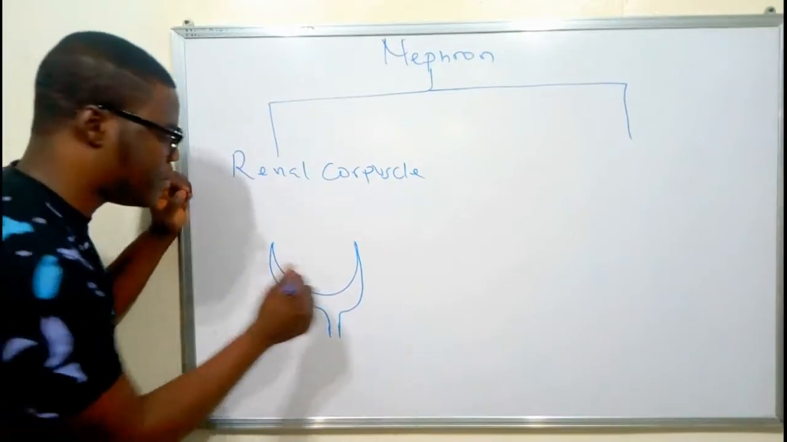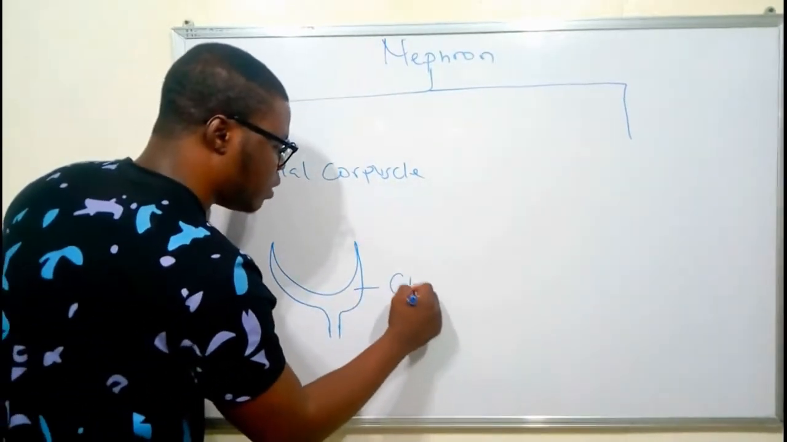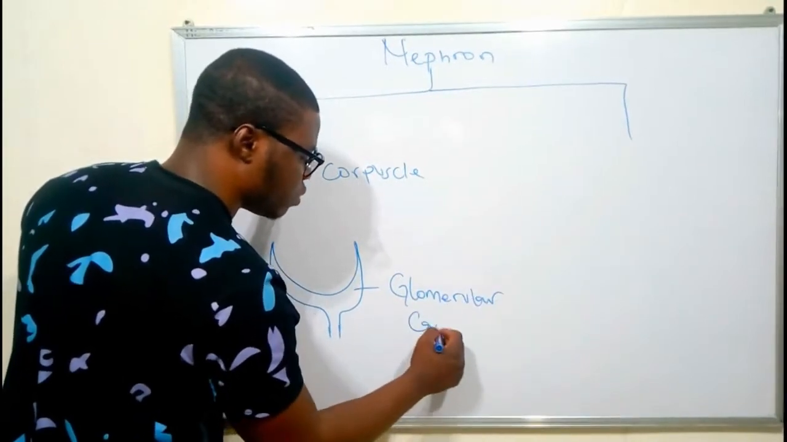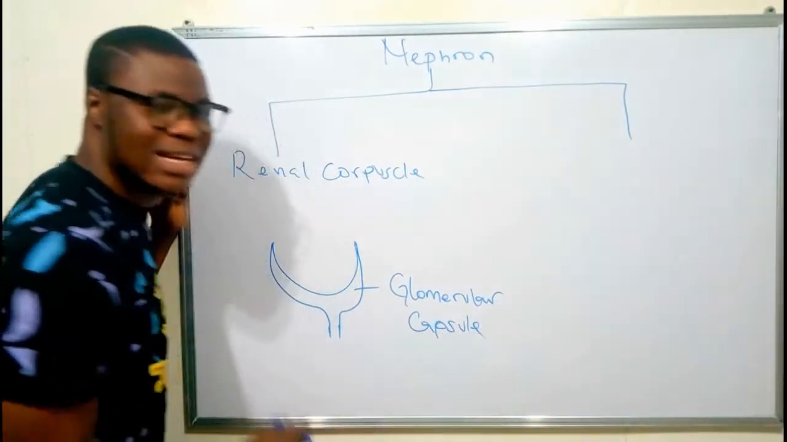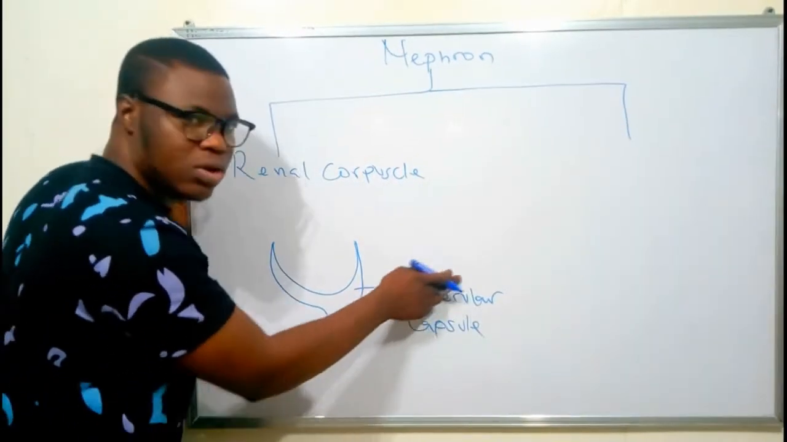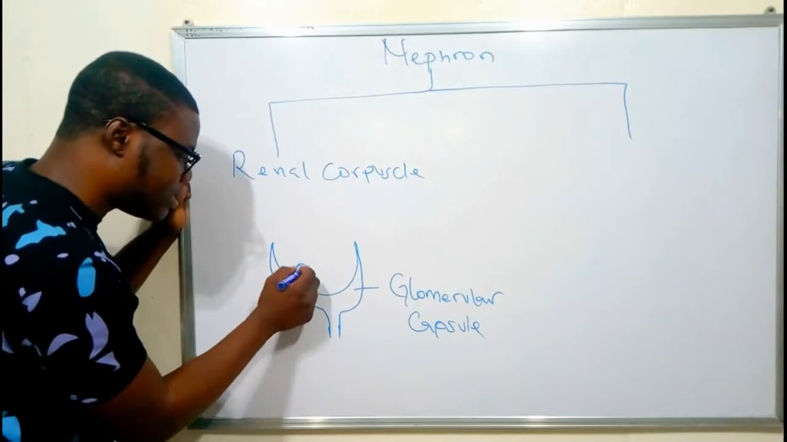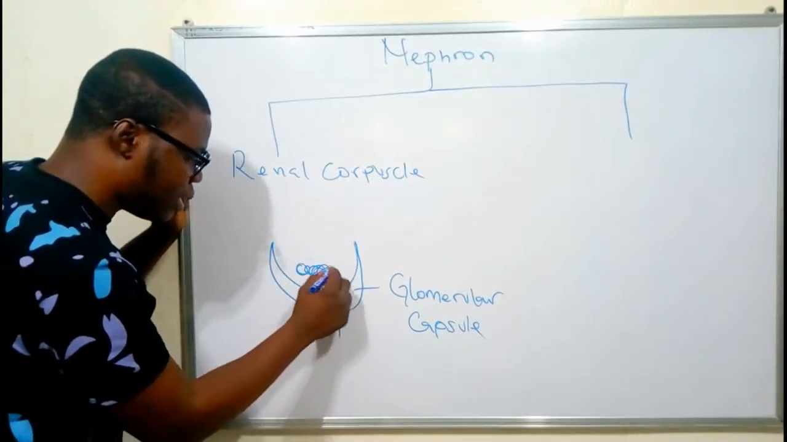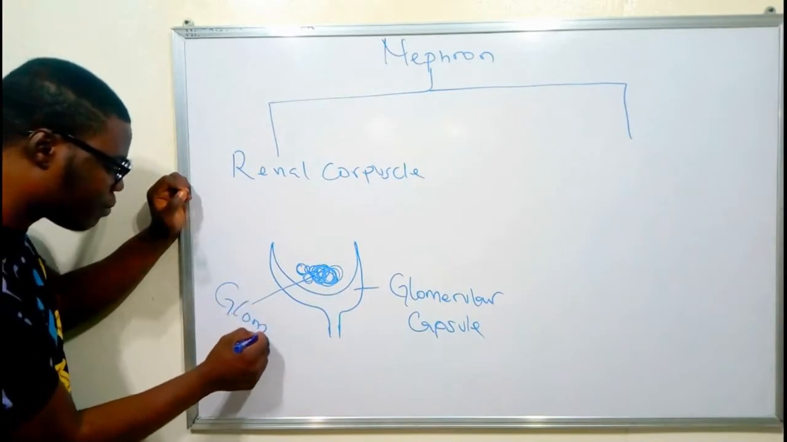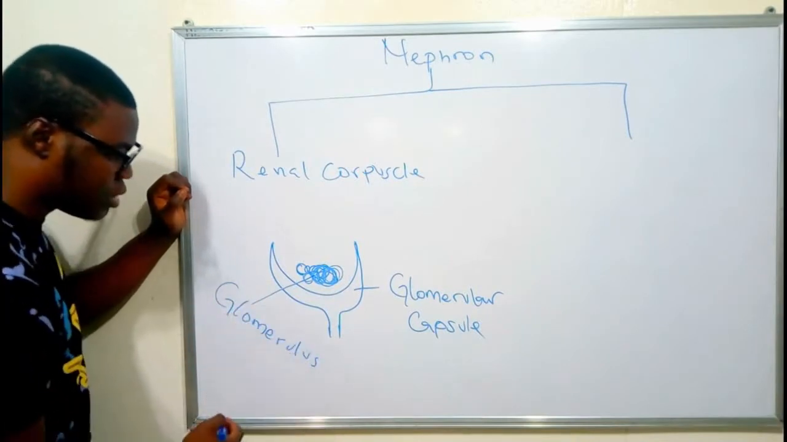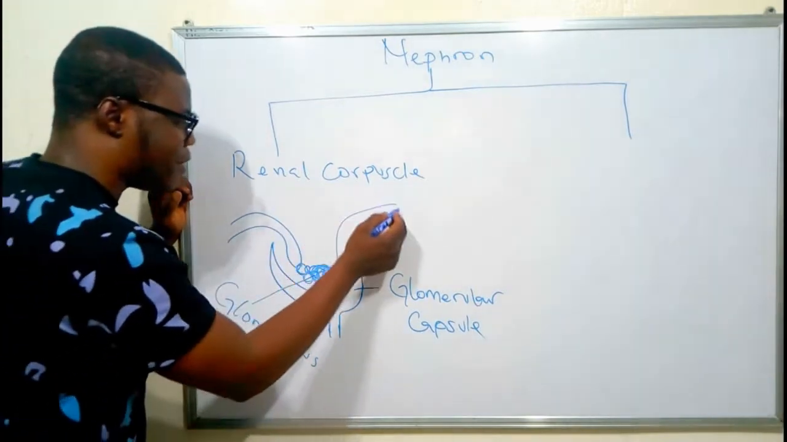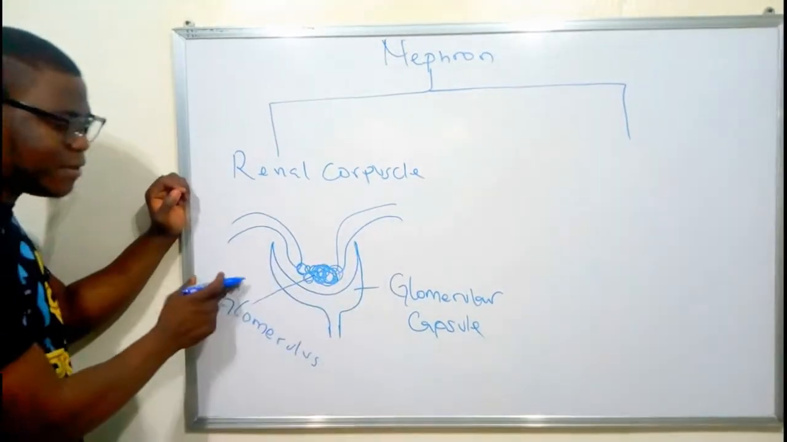This cup shape is called the glomerular capsule. And why? It's because it is encapsulating the glomerulus. So within this place we have a structure called the glomerulus. And this glomerulus has an afferent arteriole and an efferent arteriole.